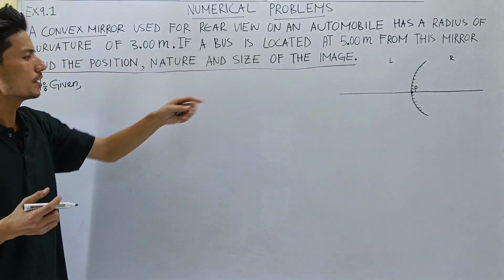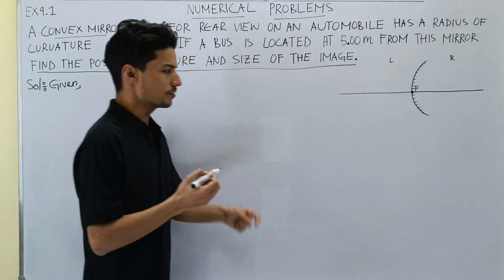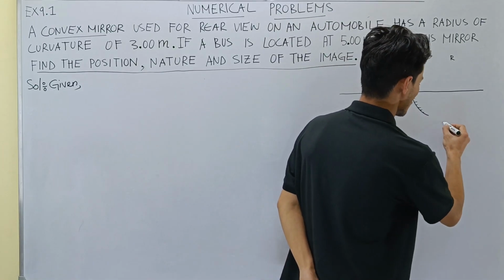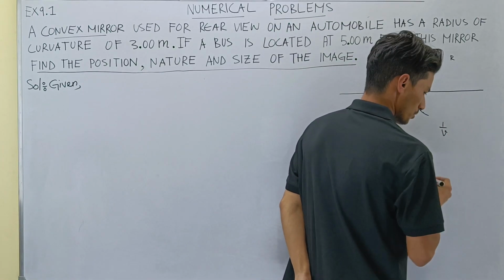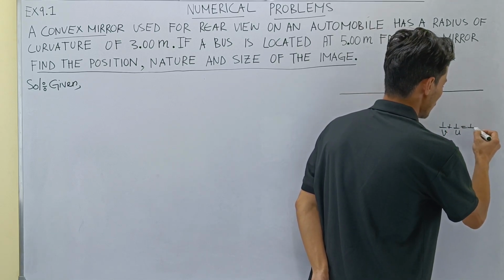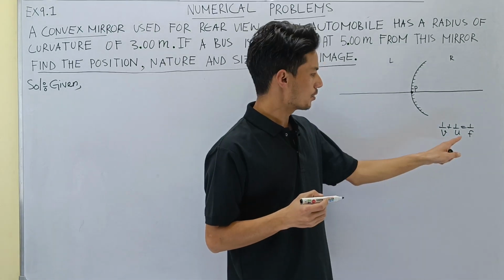Okay, so this question is telling us to find the position of the image. So now in the rough, let's remember the mirror formula. The mirror formula looks like 1 by v plus 1 by u is equal to 1 by f. Okay, I hope it is visible. So 1 by v plus 1 by u equal to 1 by f.